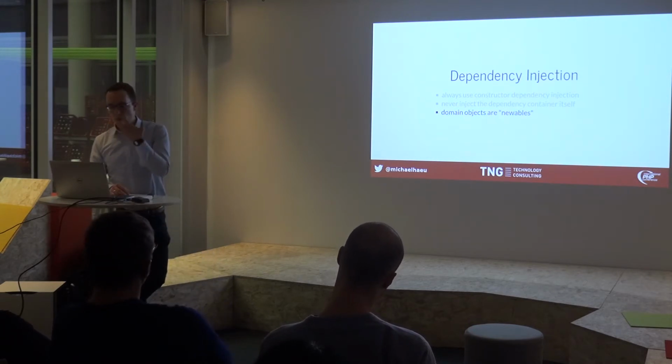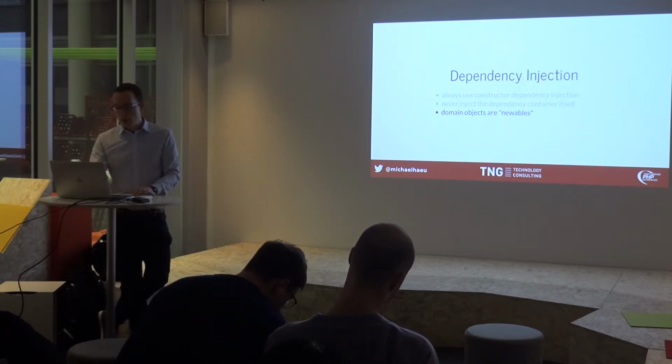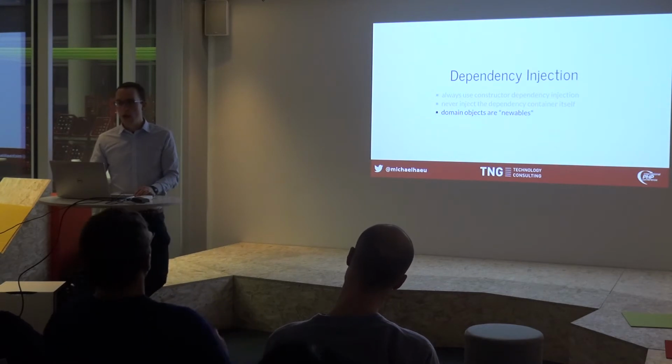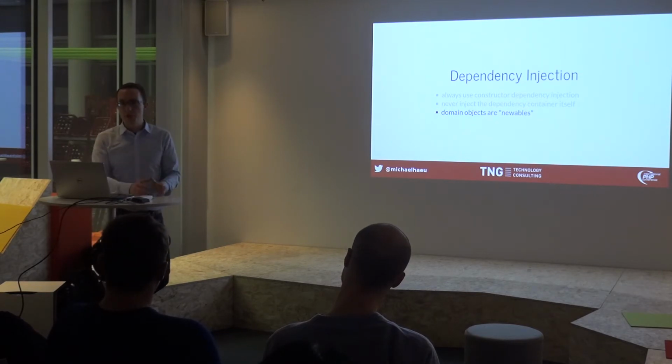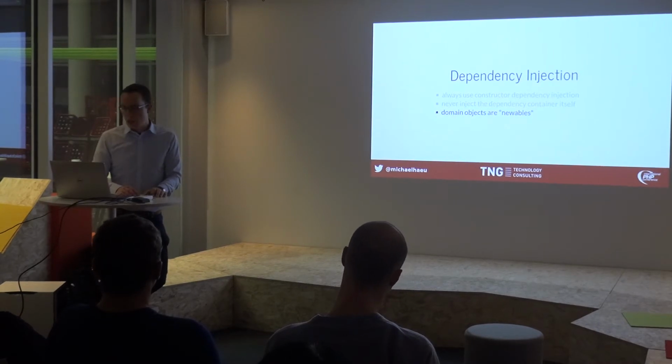So that's what I mean by domain objects are nobles. You don't have to worry about injecting something like zip code. Right, that's something you can happily use new. You also don't have to mock this in your test. That's fine. These are stupid objects. Everything else should be injected.